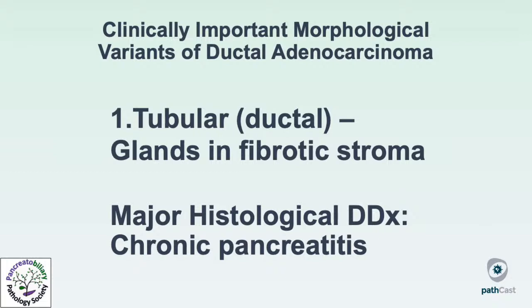The general morphological pattern of tubular carcinoma is neoplastic glands and a fibrotic stroma. With this in mind, the major histological differential diagnosis is chronic pancreatitis. So to start with, we'll talk through several morphological features that can help you distinguish the glands and stroma in chronic pancreatitis from the glands and stroma of ductal adenocarcinoma.